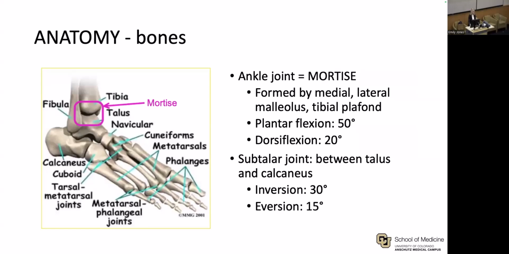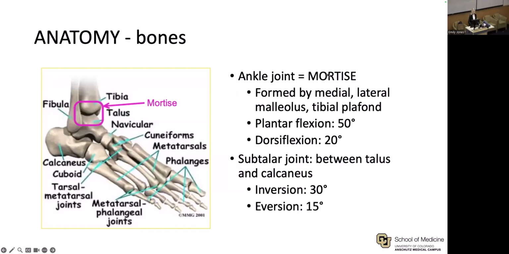All right, like I said, we're going to go back to medical school and talk a little bit about anatomy. So here are the bones of the foot and ankle. And the ankle joint is considered the mortise, and that is formed by the medial and lateral malleolus and the tibial plafond. So you can see right here, it's this little tabletop.